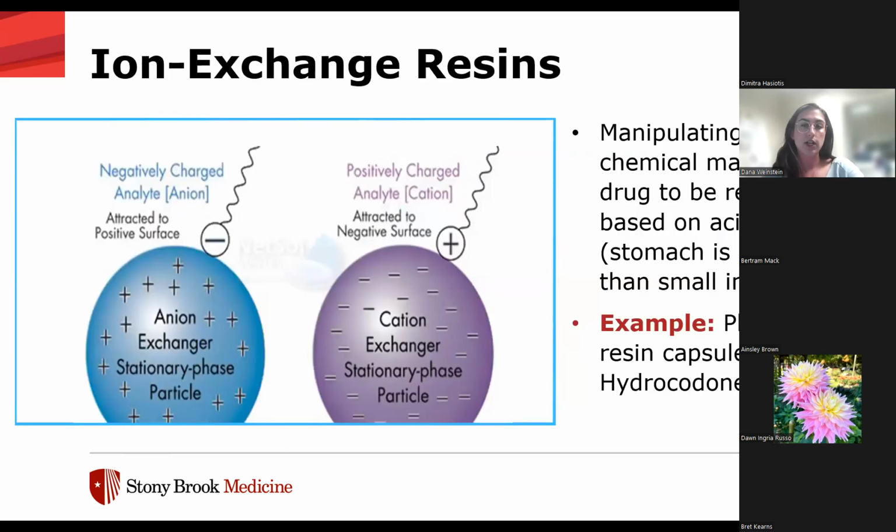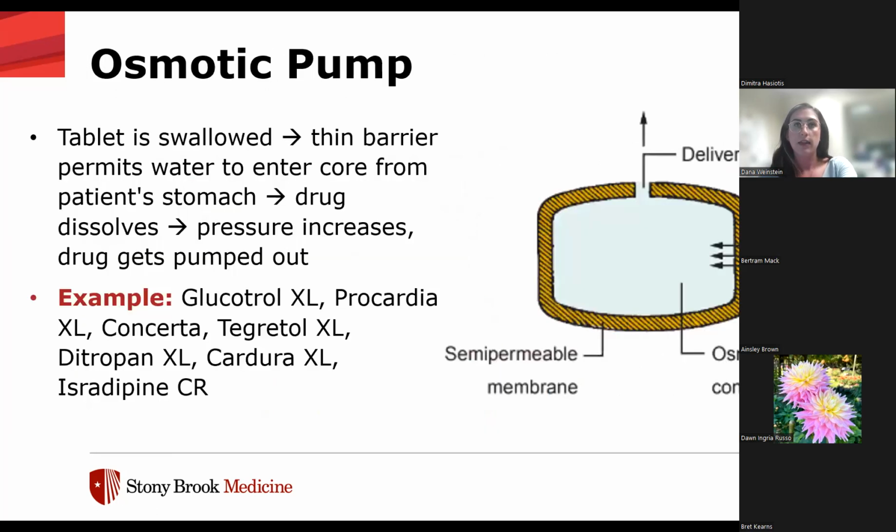Then we have ion exchange resins, which is manipulating the chemical makeup of the drug to be released based on acidity. So the stomach is obviously more acidic than the small intestine, so you can target that. And for example, would be phentermine resin capsules as well as hydrocodone polystyrene. And then lastly, we have the osmotic pump, which I feel like is the most common.